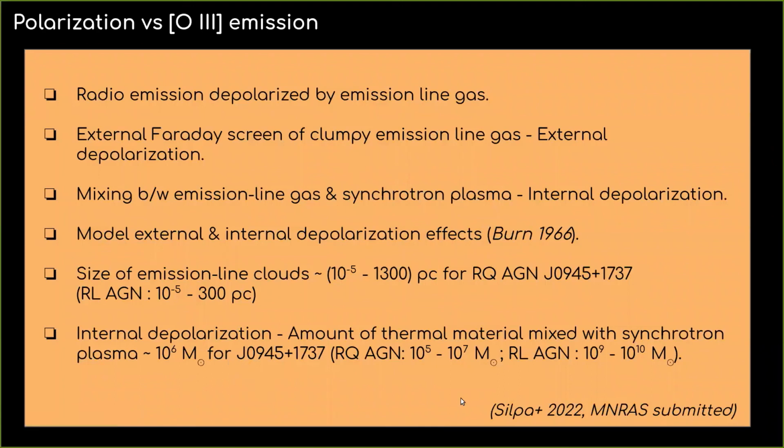For comparison, the radio loud AGN show ionized gas masses of the order of 10 to the power 9 to 10 to the power 10 solar masses, and this difference is reflective of the large differences in the lobe sizes between radio loud and radio quiet AGN. Also, the anti-correlation between polarization and [O III] emission could be interpreted as a signature of the radio gas interaction or a possible AGN feedback in these sources.